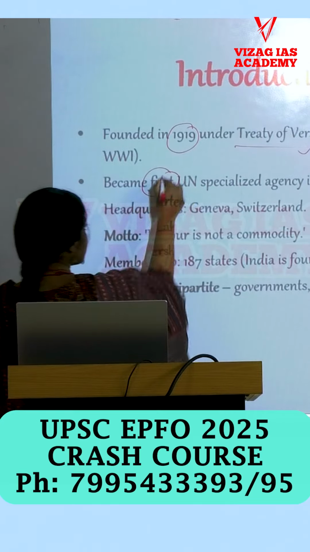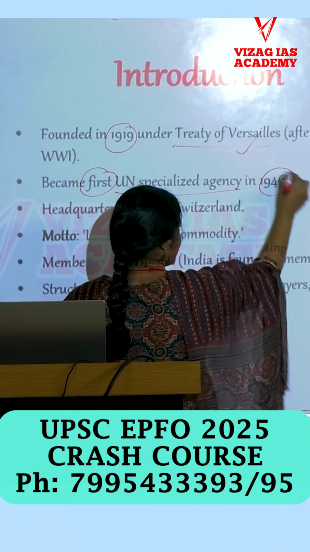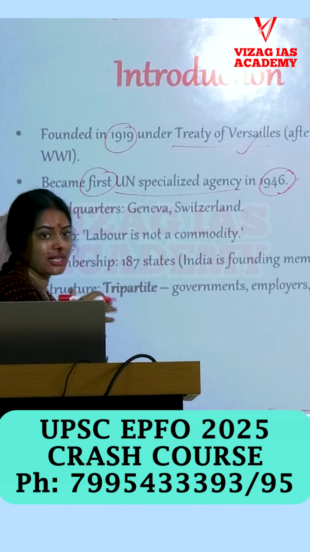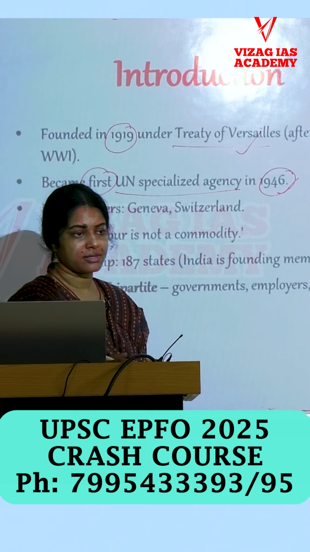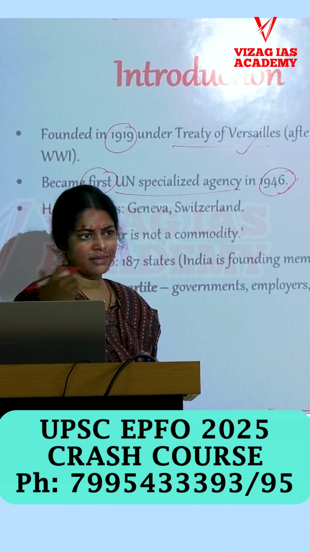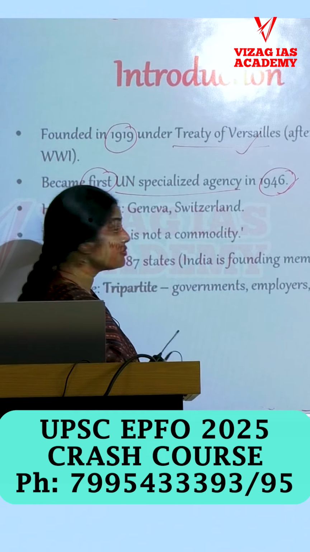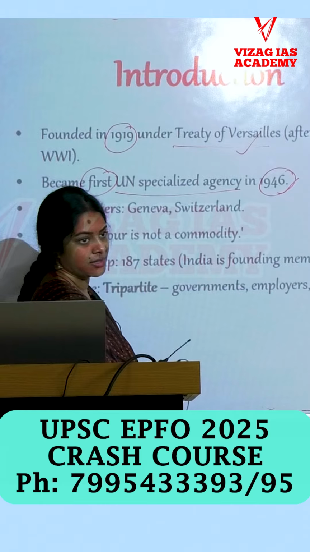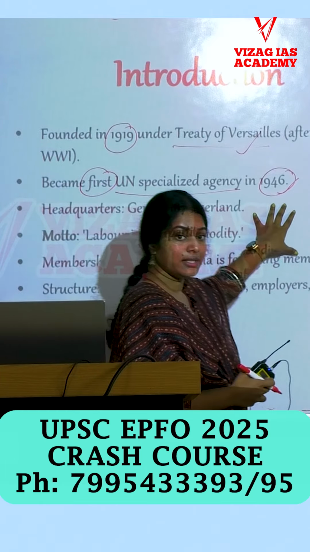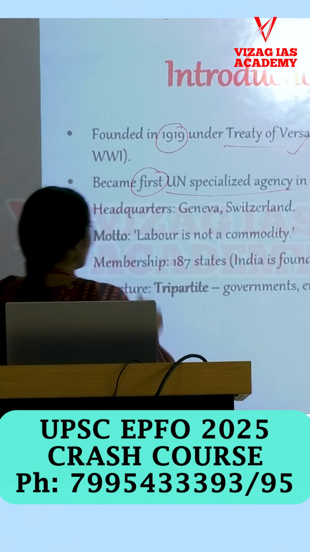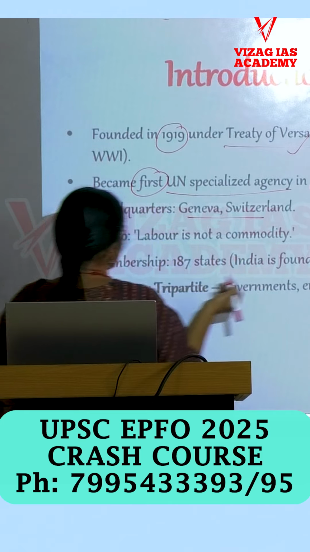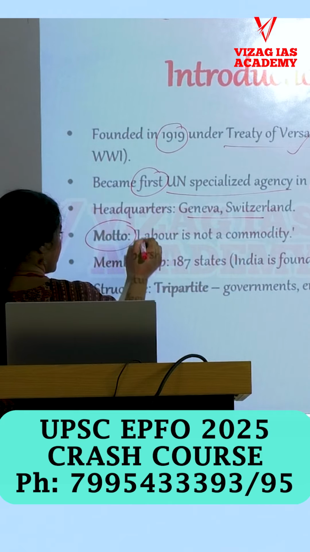This was the first UN specialized agency, in 1946. You know, UN has many specialized agencies. Mainly in environment, you will read about many bodies which are UN specialized agencies. But this was the first such specialized agency. It became a UN specialized agency in 1946. Headquarters: Geneva, Switzerland.